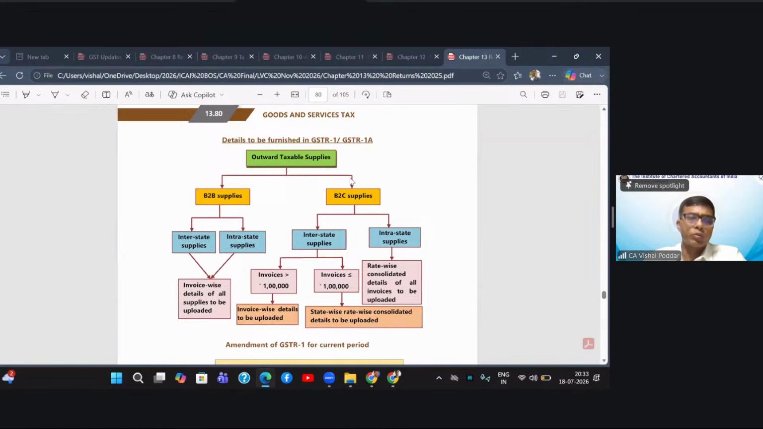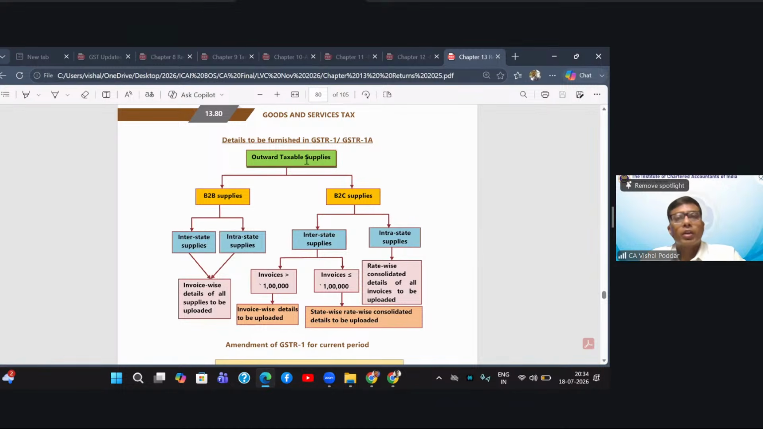Next, details to be furnished in 1 or 1A. Firstly, let me tell you what 1A is. Once you have filed 1, and before you file your 3B, that is the final return, whatever is the time gap between these two returns, if you need to do some correction, so let us say you filed 1 and later identified some mistake, something left out in 1, but your 3B is yet to be filed, the portal allows you this option to correct the mistake which you have made in 1. So whatever was your mistake in 1, you can correct using 1A. That is what 1A is.